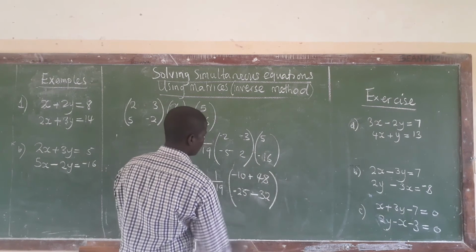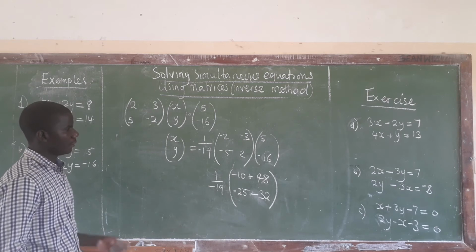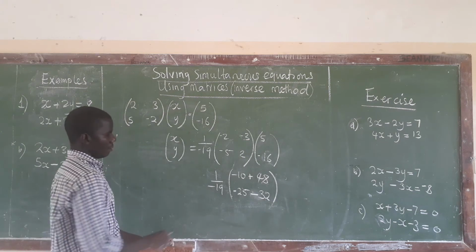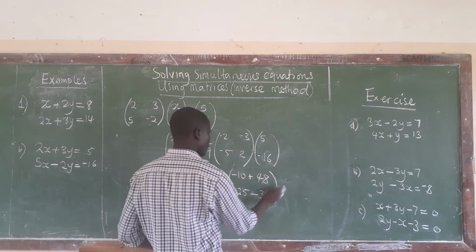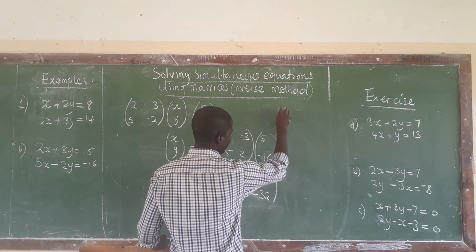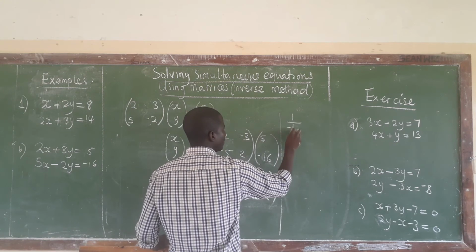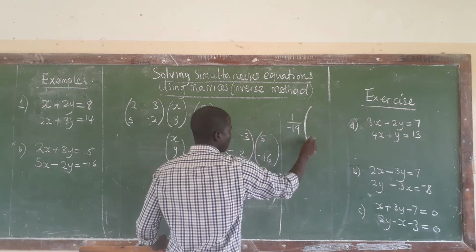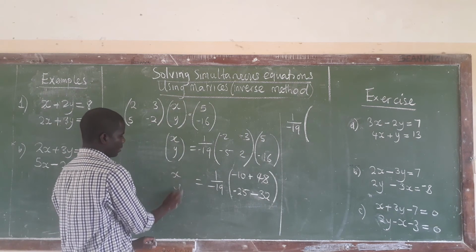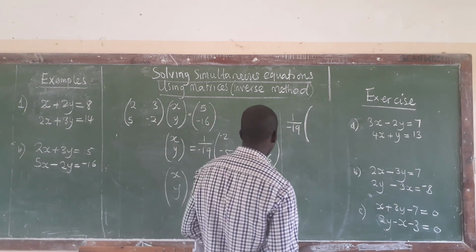So now, we see what we're supposed to get at this point. So we have to simplify this. We go on with this part as it is, 1 over... Remember, this is equated to x and y.